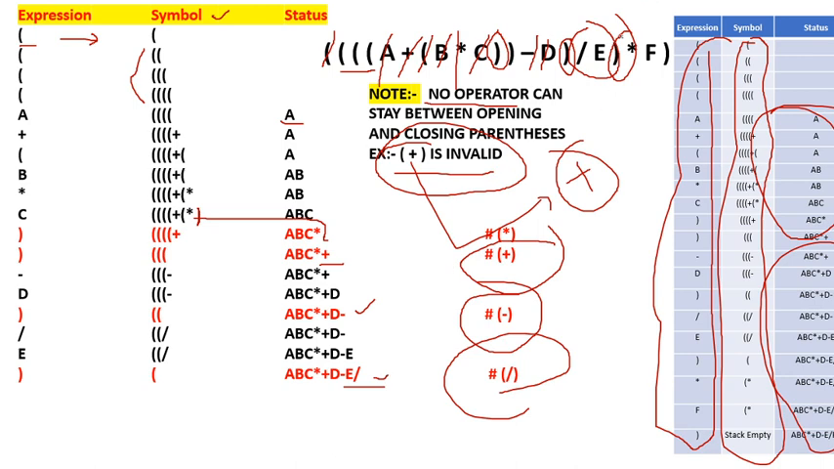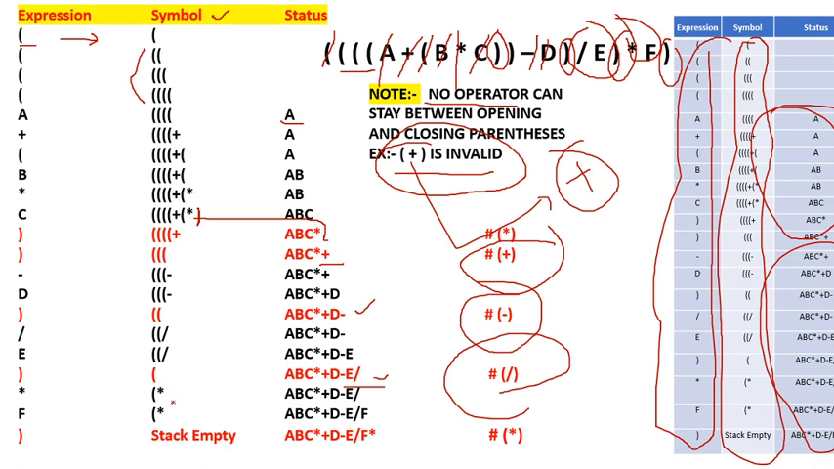Now multiply and f will come. Multiply will go on the symbol column, and f will go on the status column. At the end you will see the last closing parenthesis, and multiply is placed between these two parentheses. Again you have to pop it out and write it. So this is the final answer, and at the end you will see that the symbol stack goes empty. This is the main condition. If you are solving that question, kindly ensure that at the end your stack is empty. If it is not, then you are doing something wrong.